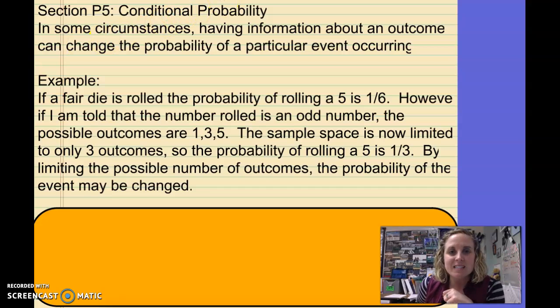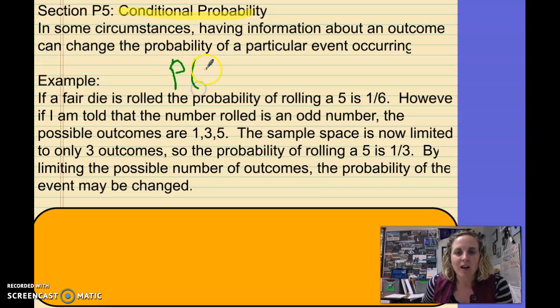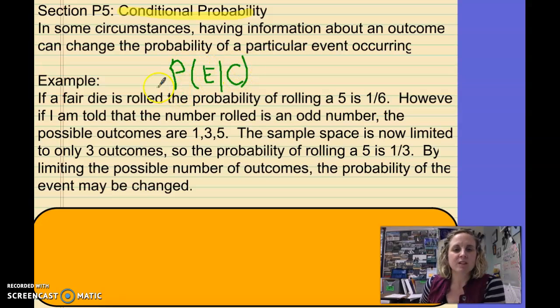So in this screencast, we are going to talk about conditional probability. To write conditional probability, we're going to have a P of event E, and then we're going to have this vertical line that states given that some event has already happened. So this part is already known, and this is our event happening after the C has happened. So this is how it's going to look for conditional probability.